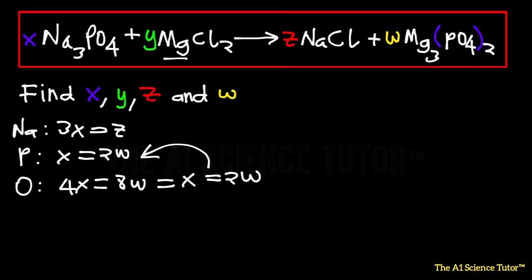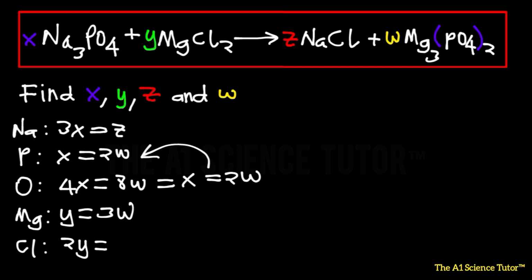Now the next one will be magnesium. For magnesium, we have 1 atom of it in the original case, but that will be multiplied by Y. So that will be equal to Y. And then on the right-hand side, we have 3 atoms of magnesium. That will be multiplied by W. So that is equal to 3W. Now the final one is chlorine. So what will be the equation resulting from chlorine? We have 2 atoms of chlorine, and that will be multiplied by Y. So that's going to be 2Y on the left-hand side. And then on the right, we have just 1 atom of chlorine, but that will be multiplied by Z there. So that will be equal to Z.